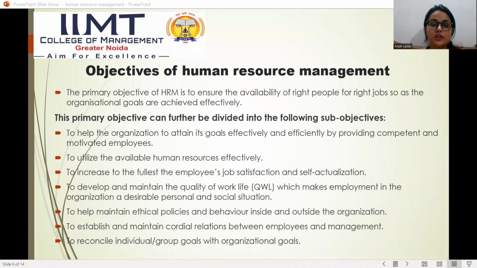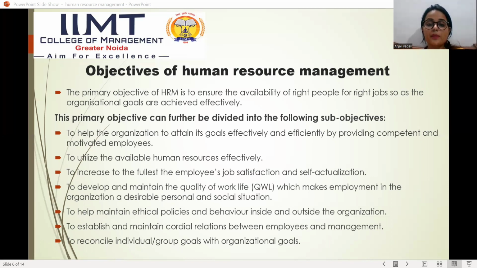Next, we have the objectives of human resource management. For any particular management, the primary objective of human resource management is to ensure the availability of the right people for the right job so that the organizational goals can be achieved effectively and efficiently. So we can say that human resource management includes the identification of the manpower requirement in the organization and recruiting the most desirable candidate for the post so that the organizational goals can be achieved in an optimum manner.